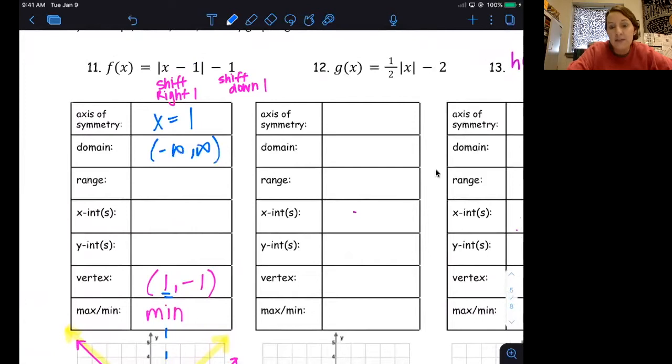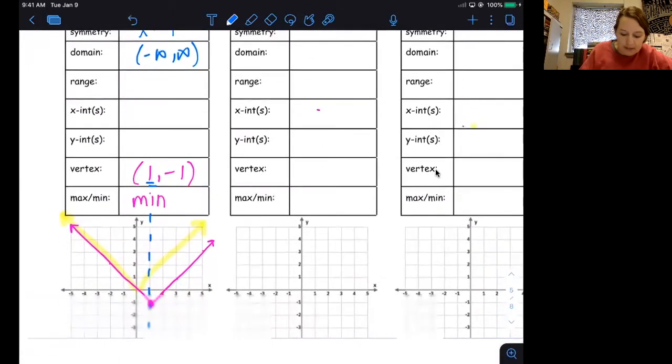Okay, my range though, if I read this graph bottom to top, the lowest value or the first value I get to is y equals -1. So I have a y, I have a -1, and all of the other y values on the graph are going to be above that. So y is greater than or equal to -1.